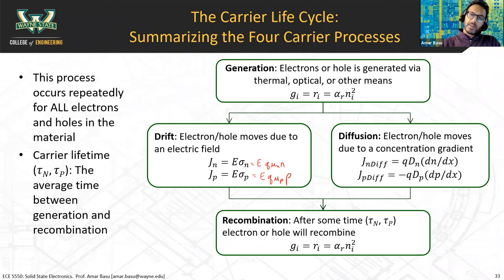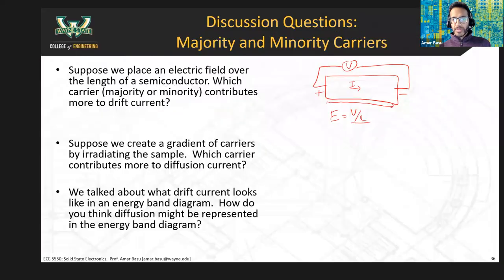Let's say mu n is typically larger than mu sub p. But if you have an n-type semiconductor, then n is going to be much larger than p. In an n-type semiconductor, n is the majority carrier and it's many orders of magnitude larger than p. In a p-type semiconductor, p is many orders of magnitude larger than n. So depending on what the majority carrier is, J sub n and J sub p will be much larger than the other one. Okay, so the answer in this case is the majority carrier is going to contribute more of the current.